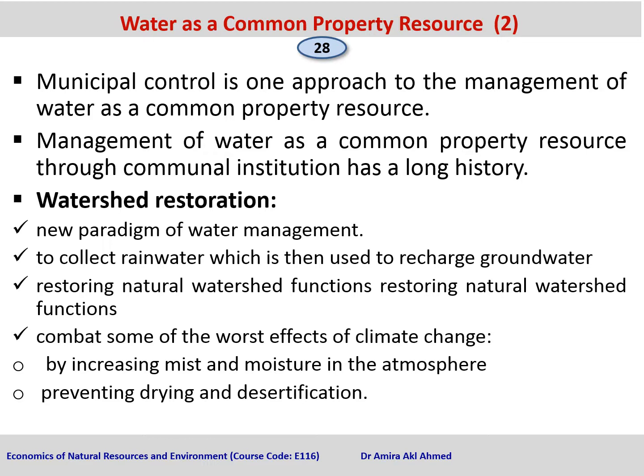Some hydrologists have proposed a new paradigm of water management named Watershed Restoration. This paradigm is based on a small-scale natural water cycle. The paradigm aims to collect rainwater, which is then used to recharge groundwater, and through the recreation and protection of wetlands that purify water and return it to the soil. Natural water cycles can be restored.